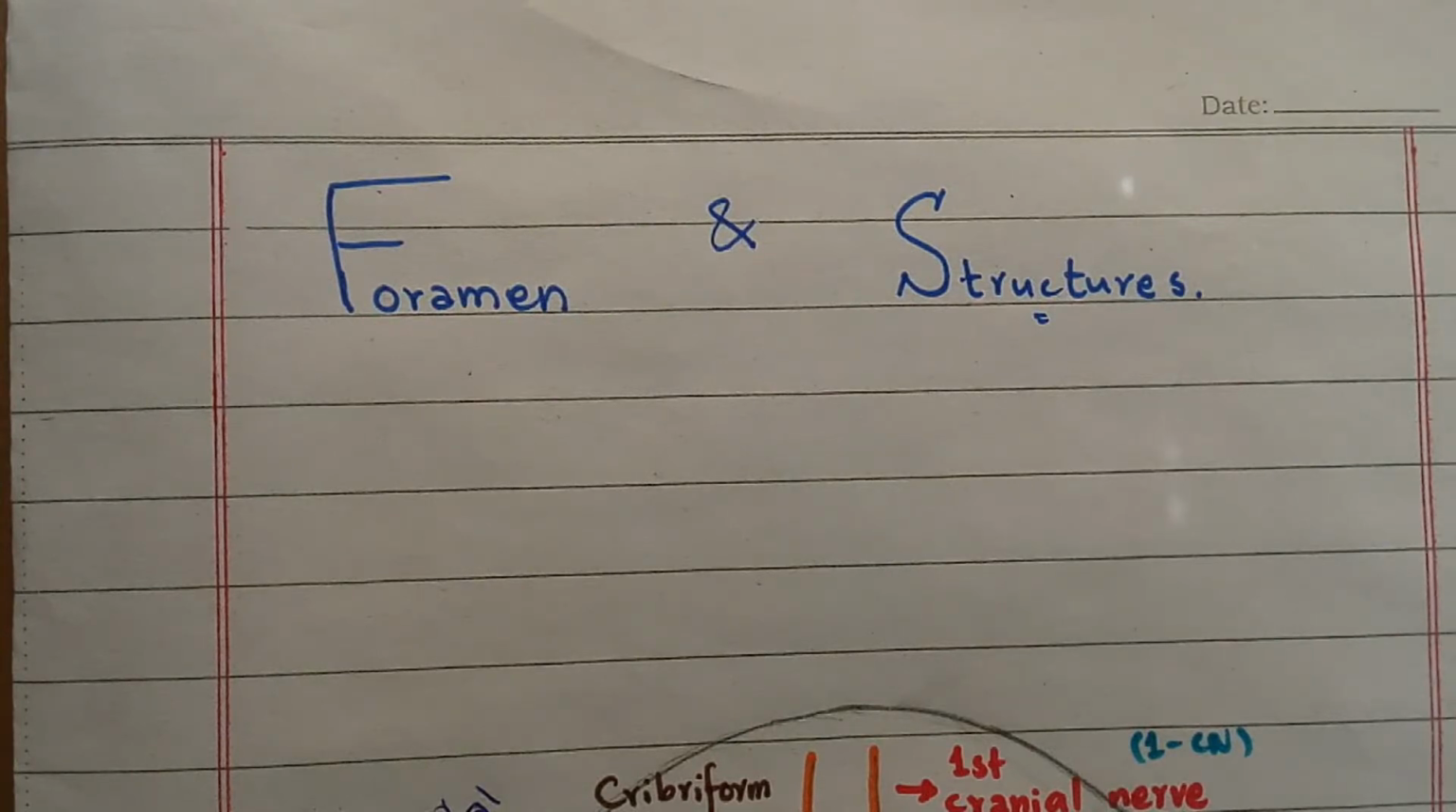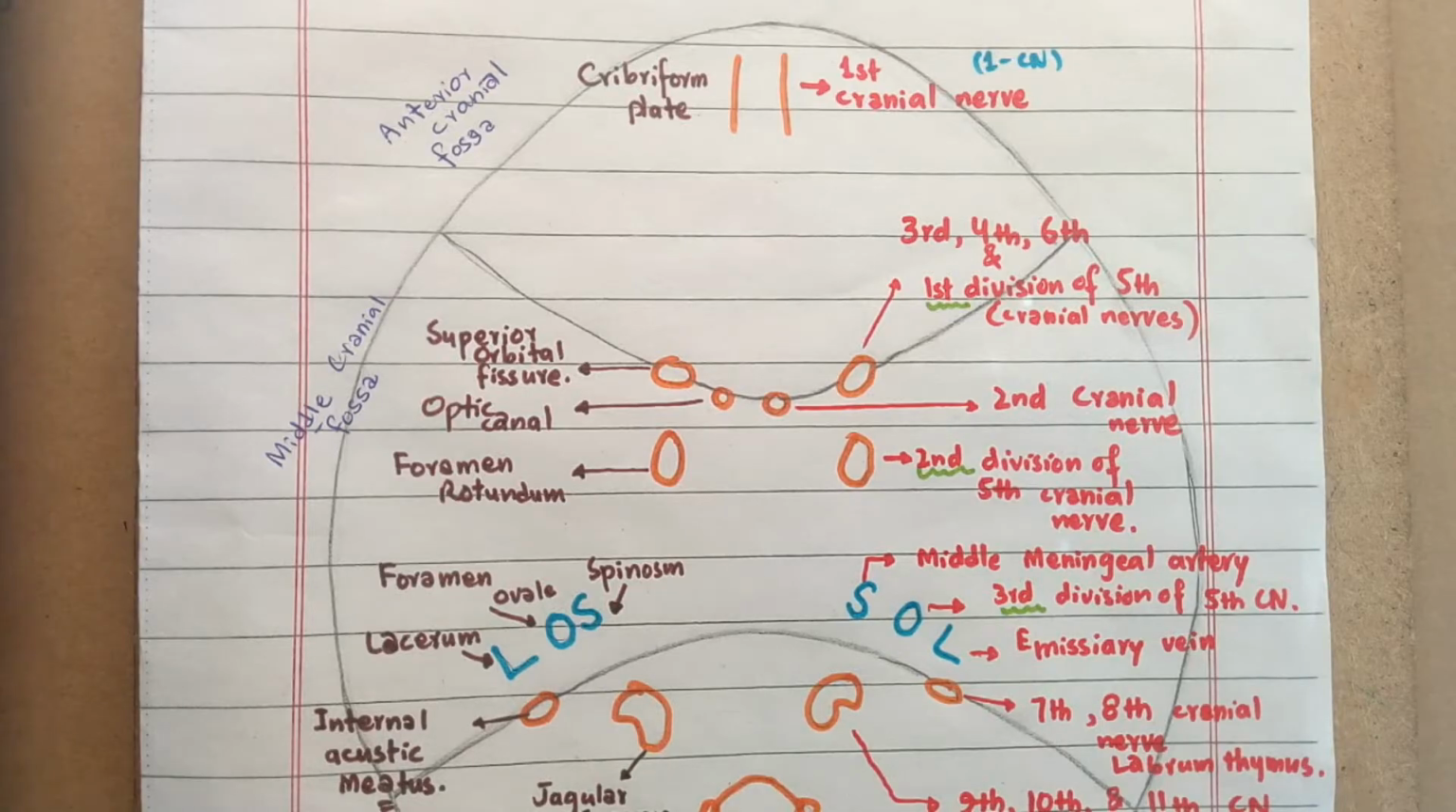Students, in this video I am going to discuss the foramina of the skull and the structures passing through these foramina. There are many foramina present in the interior of the skull, and certain structures pass through them. In this video I'll elaborate all the foramina, their locations, and the structures passing through them. Mostly the cranial nerves pass through these foramina, which have certain functions. So let's start. Here is the diagram. You can see.